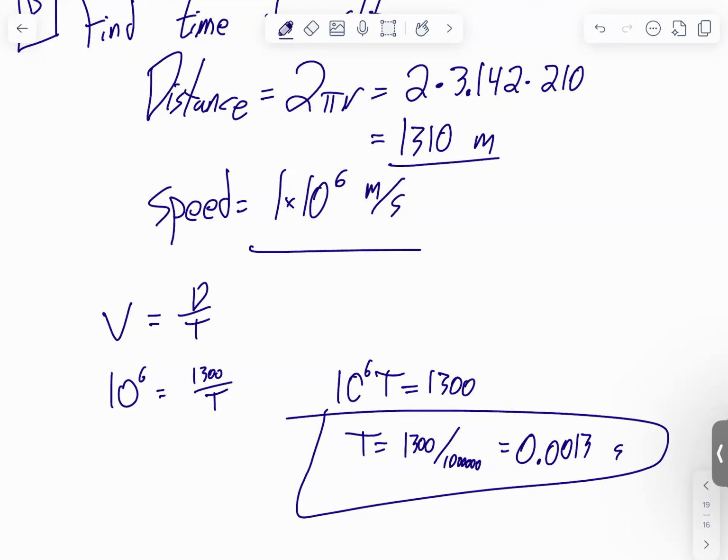Follow-up question. How many times per second does this happen? If one orbit takes 1.3 milliseconds, can you reason out with your classmates how to find out how many orbits happen in each second? This is question Q. Find the orbits that happen in 1 second.